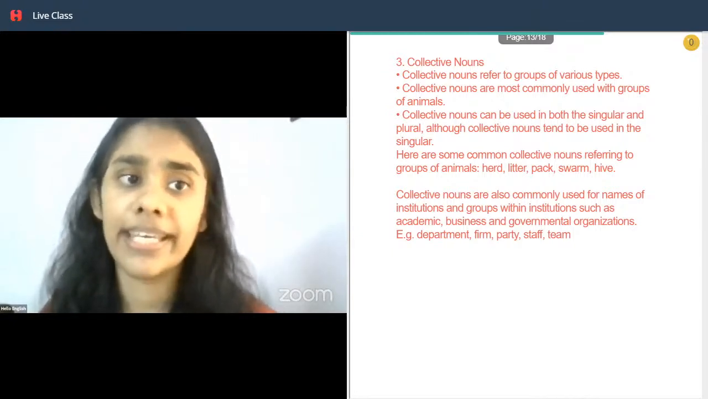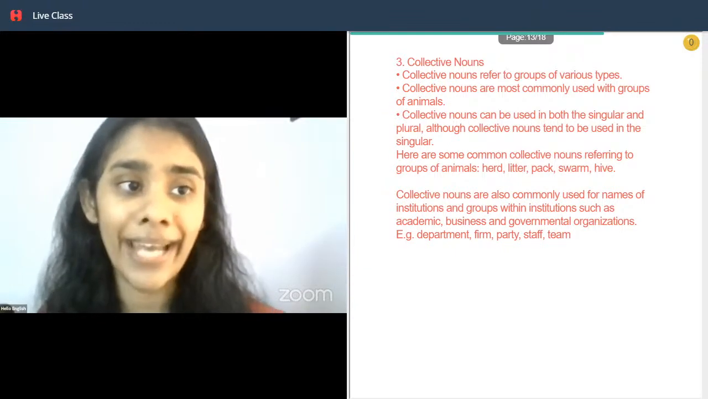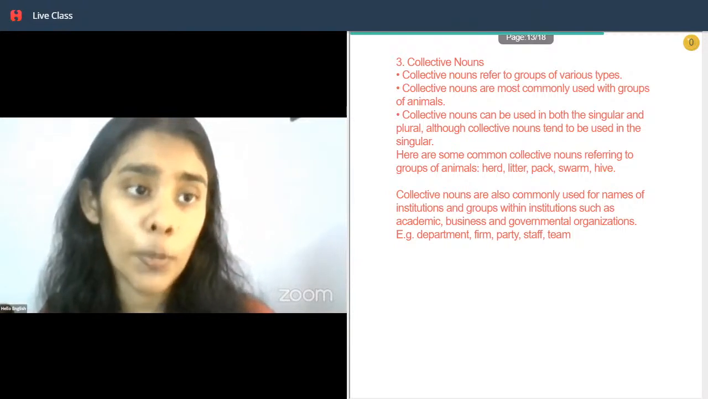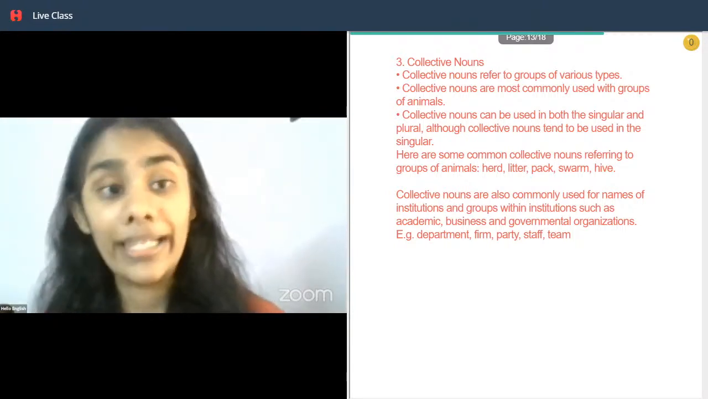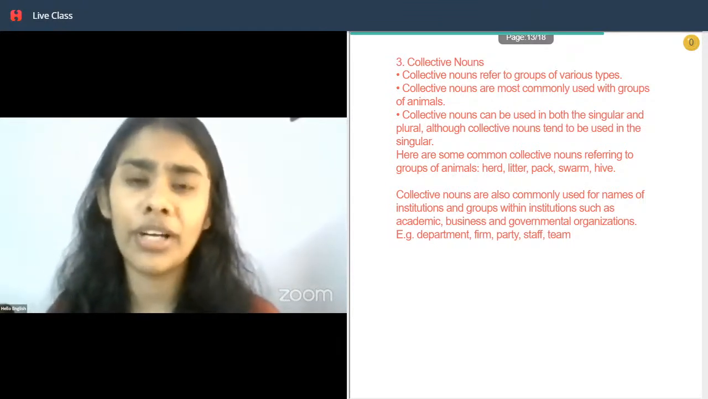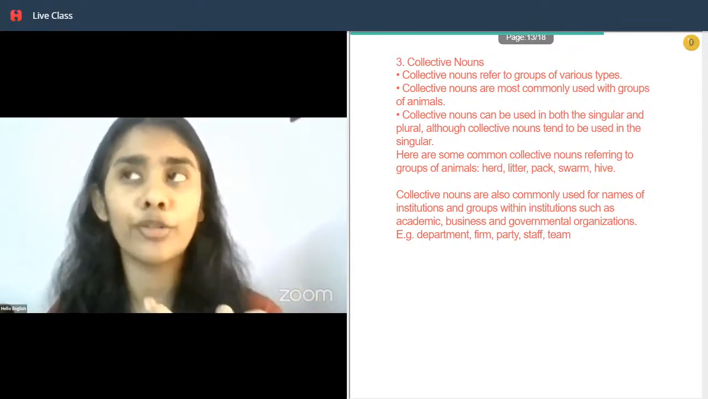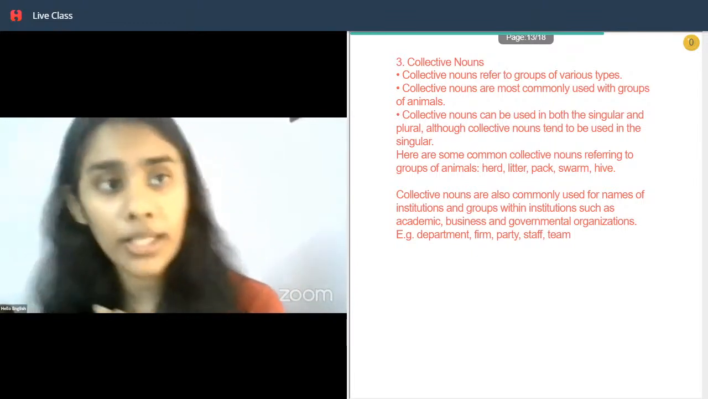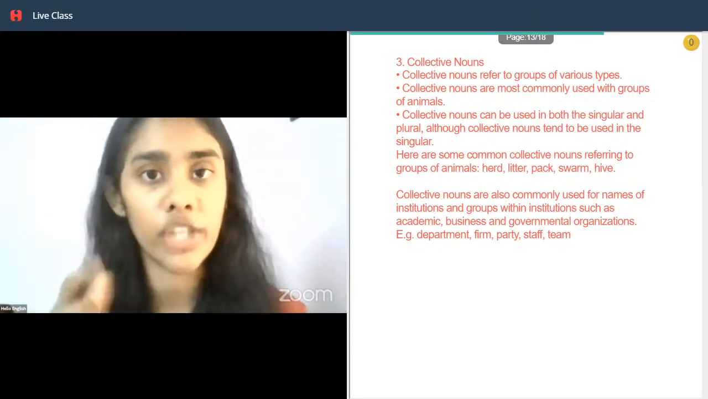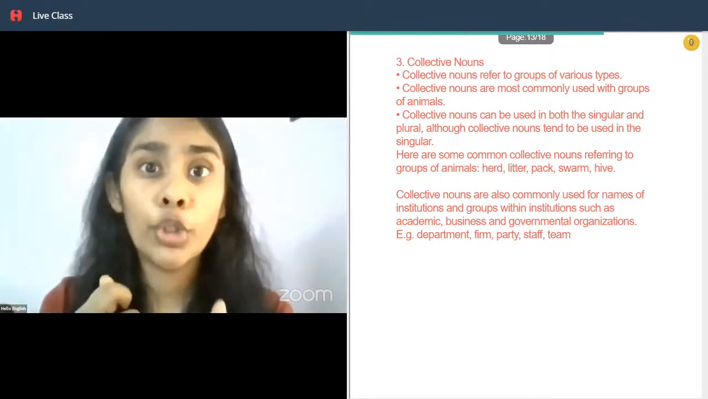Collective nouns can be used in both the singular and plural, although they tend to be used in the singular. Here are some common collective nouns that refer to groups of animals. For example, herd, litter, pack, swarm, hive, a flight of birds, a school of fish. You have to learn some of these collective nouns. I'll try to send a few for all of you in the chat box, maybe at the end of the class.